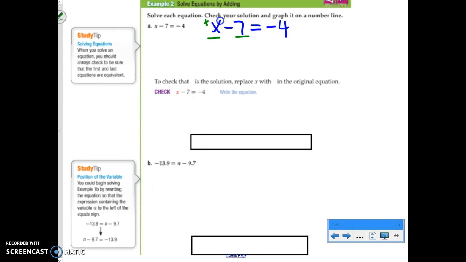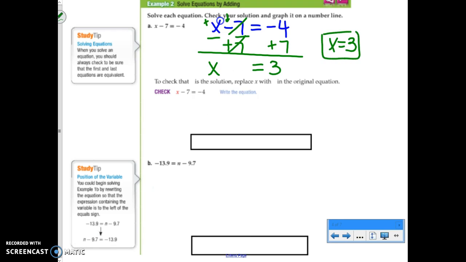The inverse operation of subtraction is addition, or the opposite operation. So I would need to get rid of the negative 7. I would need to add 7 to both sides. Whatever I do to one side, I have to do to the other side, because we're talking about equations, and that is called balancing an equation. Negative 7 plus 7 cancels out and gives us 0. We're left with just a positive x on this side that equals negative 4 plus 7, which really gives us a positive 3. So in this case, I would say that x equals 3.